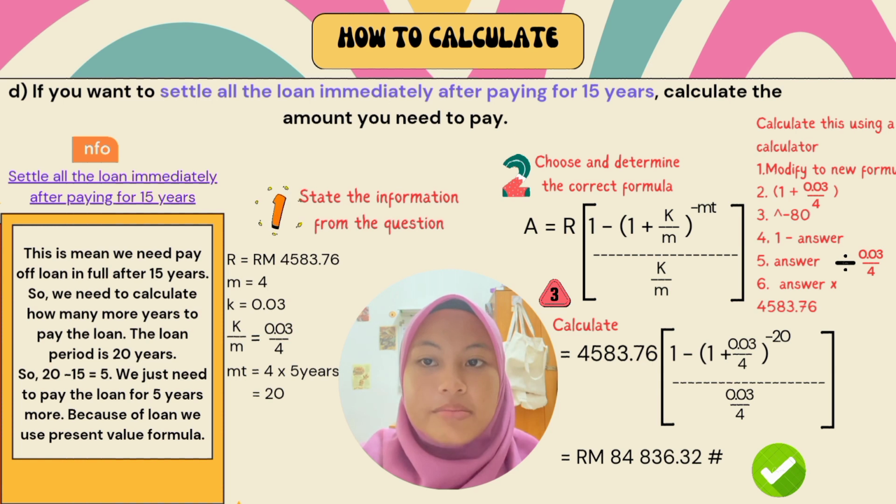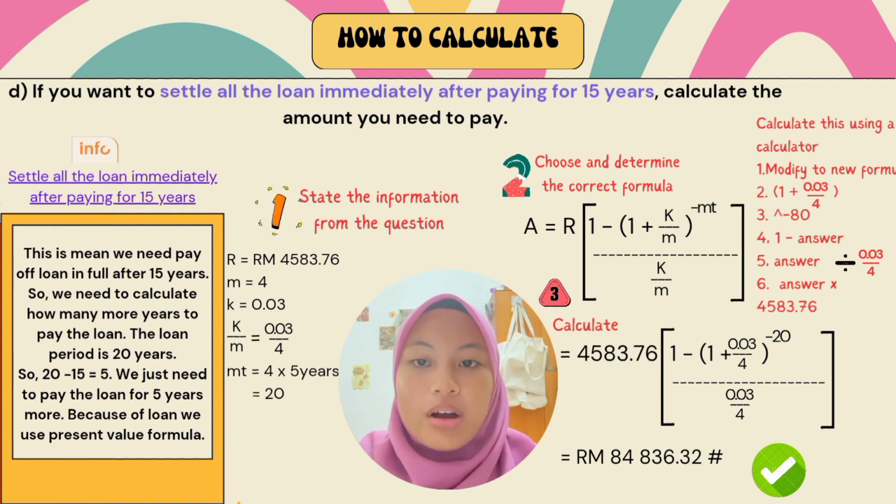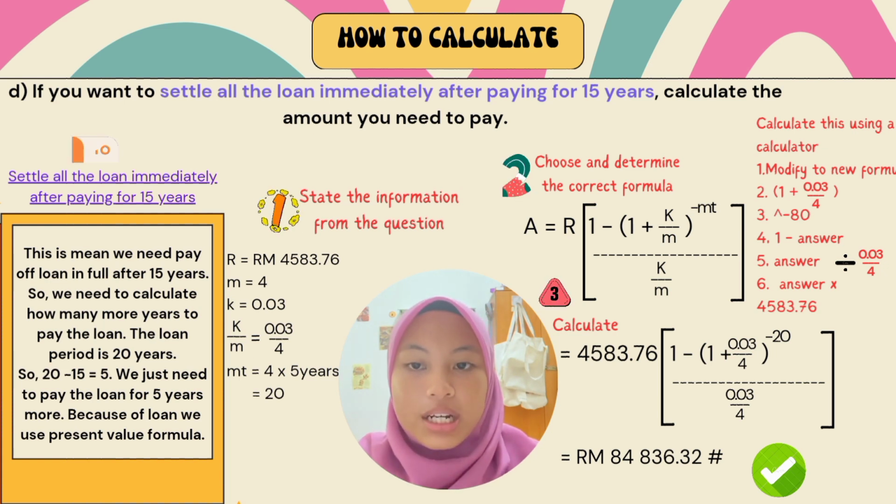If you want to settle all the loan immediately after paying for 15 years, calculate the amount you need to pay. This means we need to pay off the loan in full after 15 years, so we need to calculate how many more years to pay the loan. The loan period is 20 years, so 20 minus 15 equals 5. We just need to pay the loan for 5 more years. Because it is a loan, we use the present value formula.